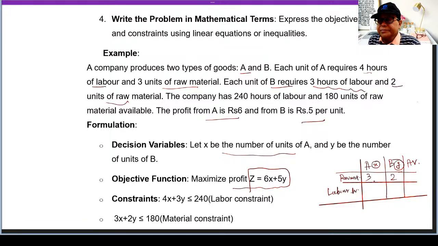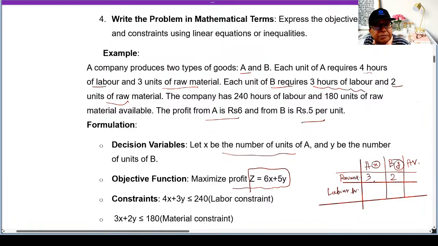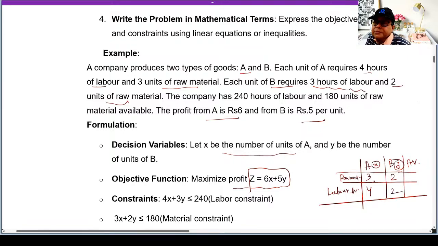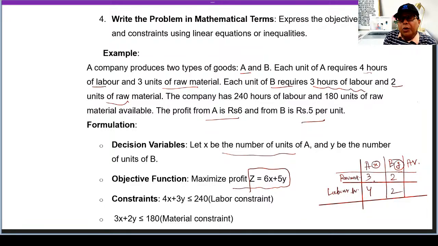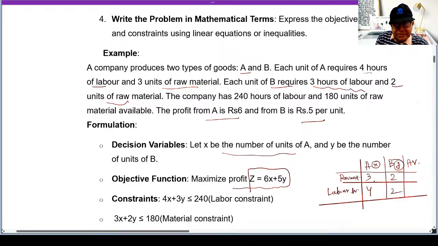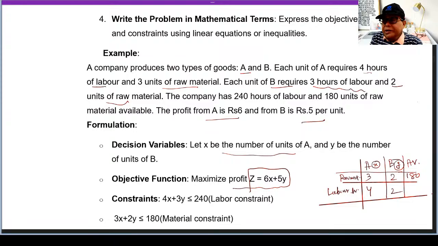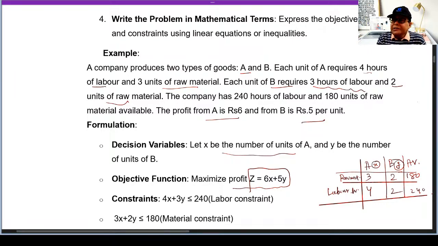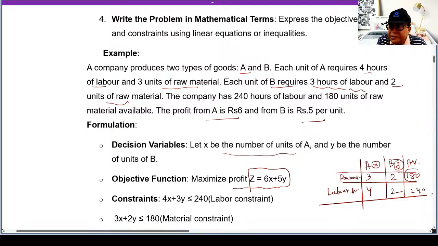So write it here. Now labor hour. First one 4 hours. Second one 2 hours. Availability of raw material is 180. And labor hour is 240. Okay? Labor hour is 240. So raw material, you can see that total availability is 180.